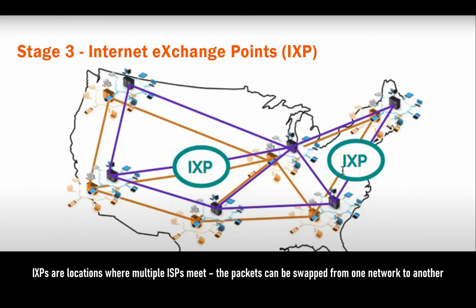So if we're actually talking about using different ISPs, then you're going to need an internet exchange point. An internet exchange point is basically where the packets on one network or one cable can switch over to the different ISP's cable. So let's say if someone on this purple network is sending to this orange one here, then of course it's going to be sent to this IXP.